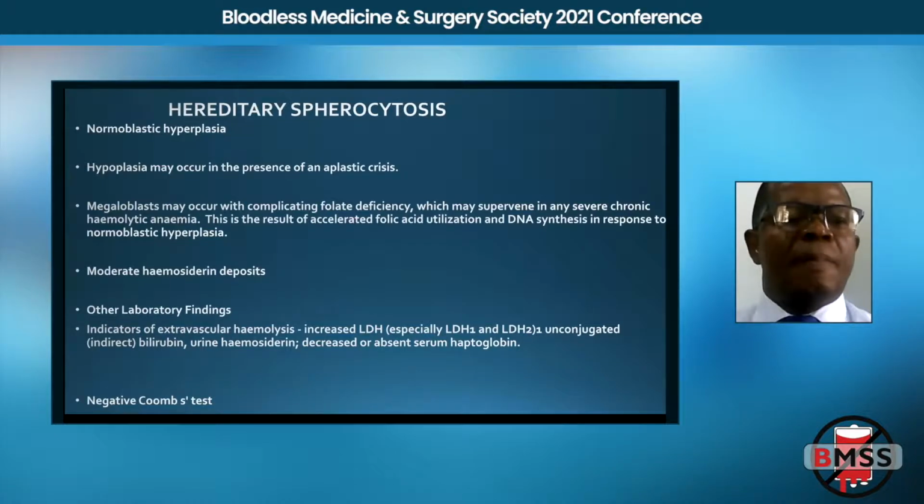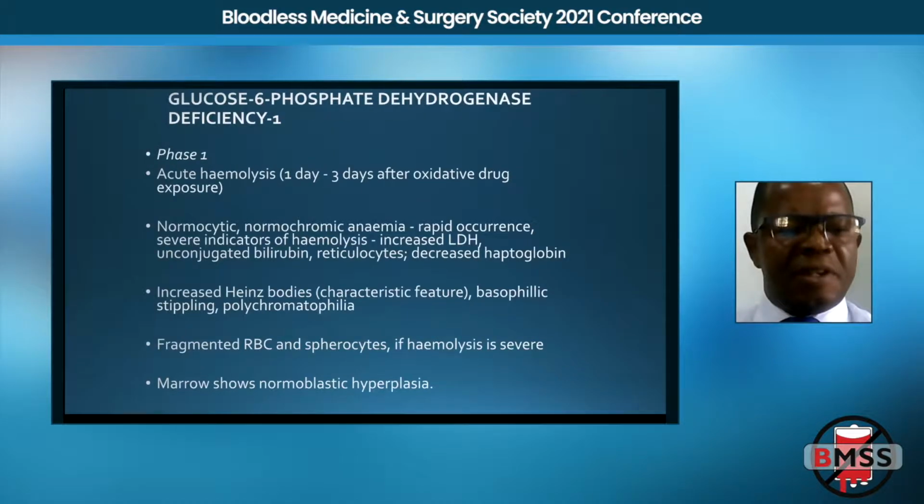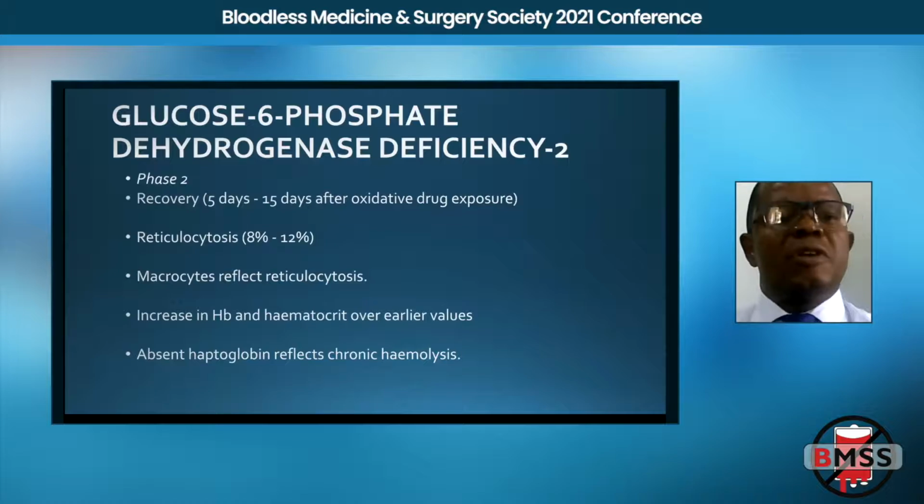So the morphology and things associated with it is recorded here. Next slide. Coombs test will be negative. Next slide. So the other problem is the G6PD deficiency.